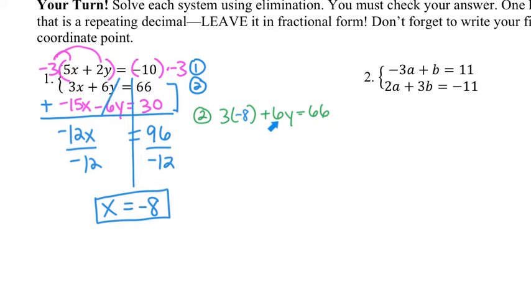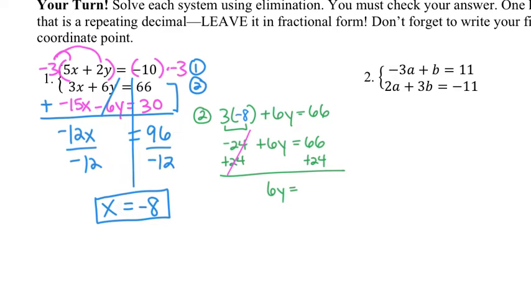And then I just have to solve this. So I'm trying to isolate the term with a variable, so I need to get rid of this first, but I need to know what this is. So we have to multiply. So 3 times -8 is -24, plus 6y equals 66. And again, we're trying to isolate this, so now we can get rid of that since we know what it is. And so we're going to add 24 to both sides. And that zeroes that out on the left side. So the left side just has my 6y.